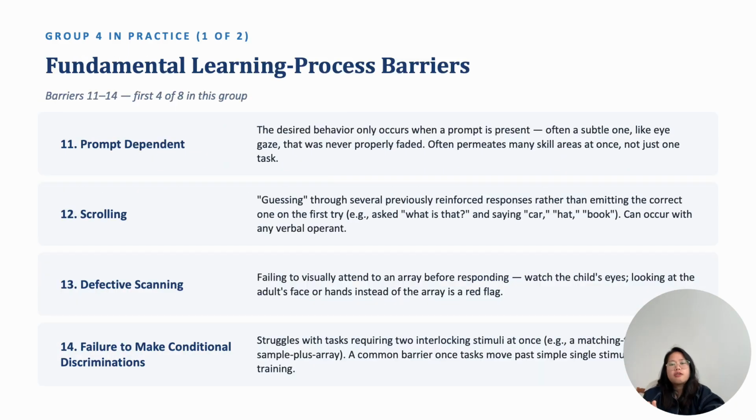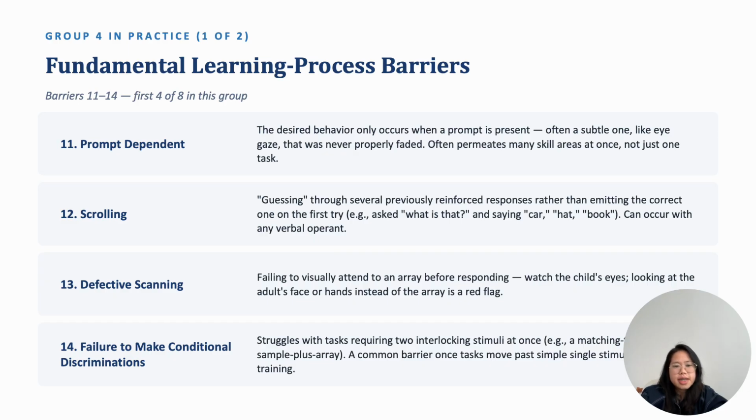So group 4 covers 8 fundamental learning process barriers, like the problems that once removed tend to unlock progress across many skills at once rather than just one. Okay, so prompt dependent means the desired behavior only shows up when a prompt is present. And often that prompt is something subtle like eye gaze or a head nod that was simply never faded out of the teaching procedure. So this tends to permeate many different skill areas for a child at once and not just a single task, you know?